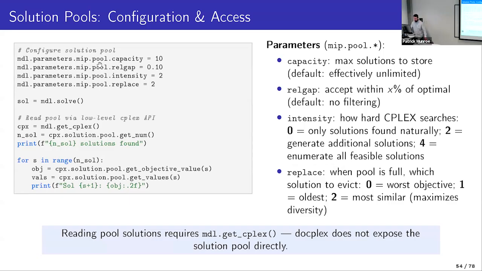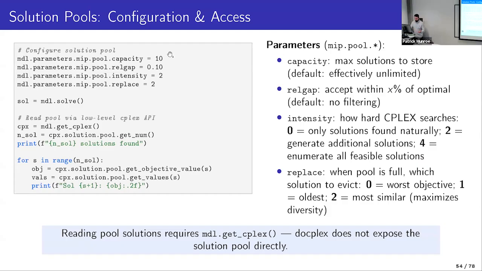So for the parameters of the MIP pool, you have the capacity, the relative gap, the intensity, and the way you would replace a solution that you don't want to keep. If, for example, the capacity of the pool is too small, okay, so I should explain what capacity is. Capacity is the maximal number of solutions that you want to keep in the pool. By default, it's unlimited, but sometimes you may not want to keep all of them.